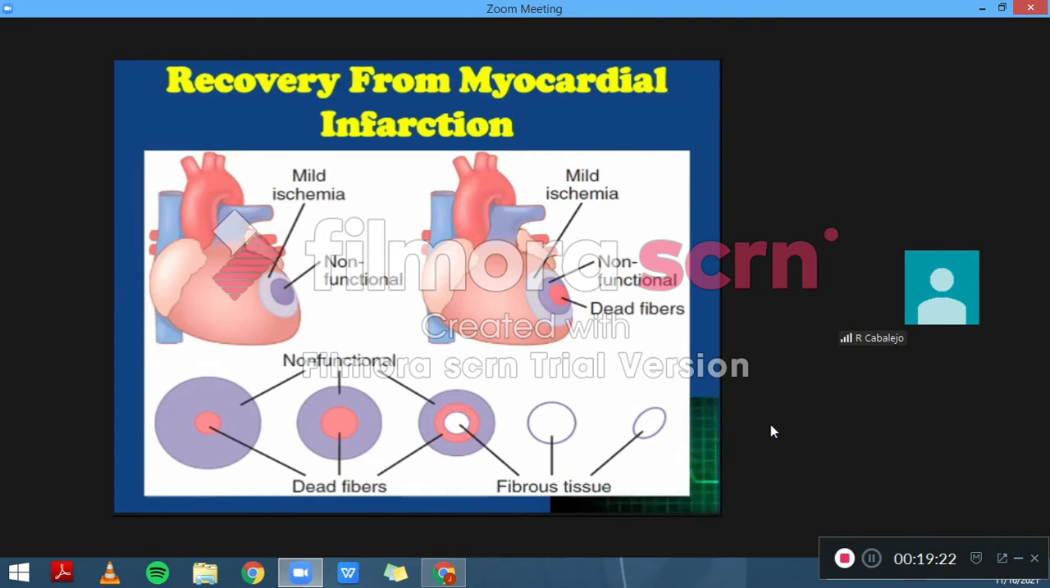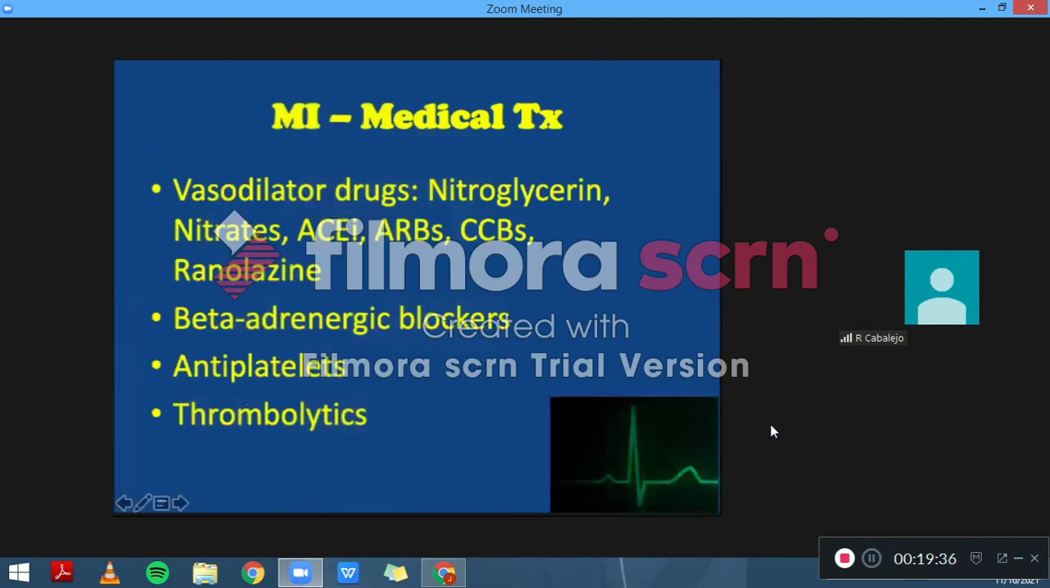With a previous MI before, usually the left ventricle has many scars already developed in the myocardium. Medical, how do you treat MI?